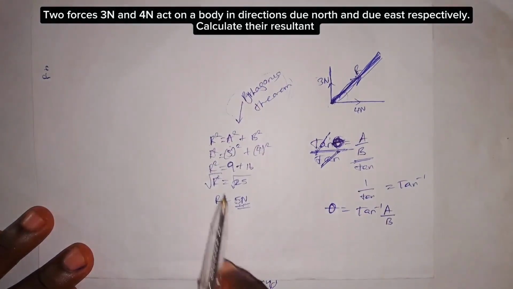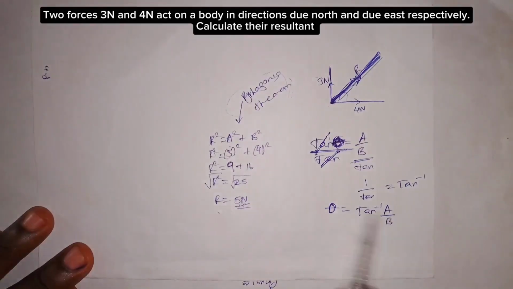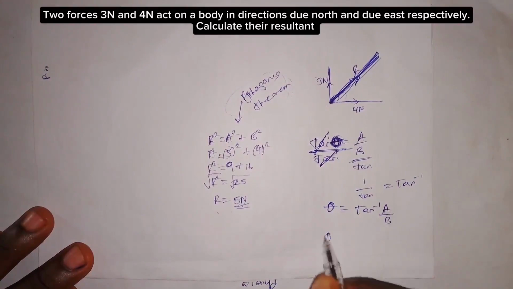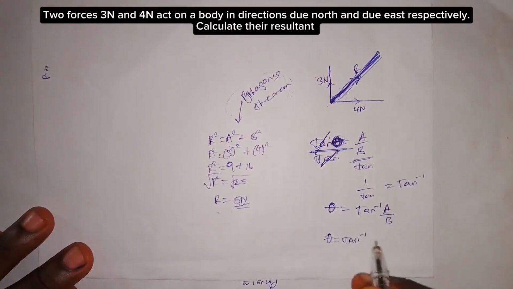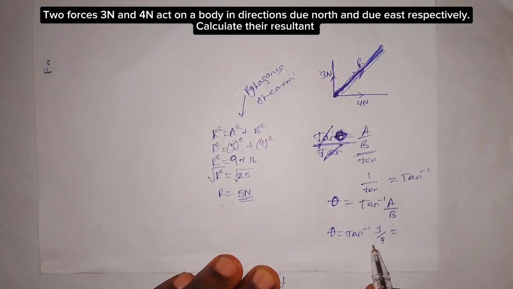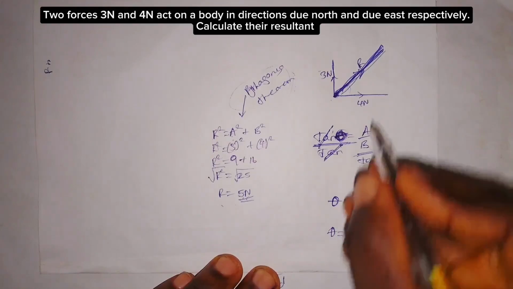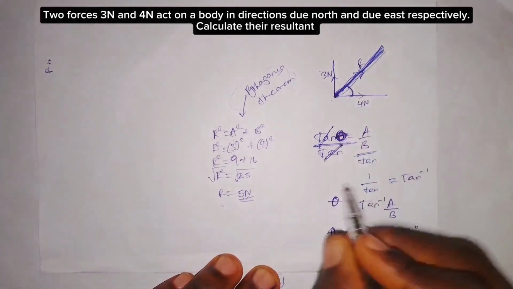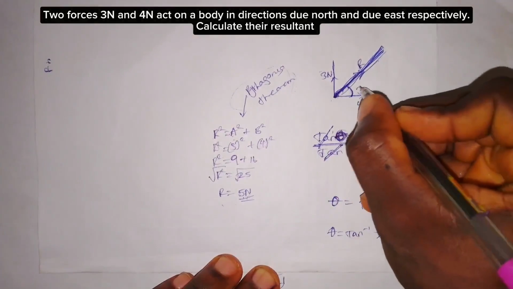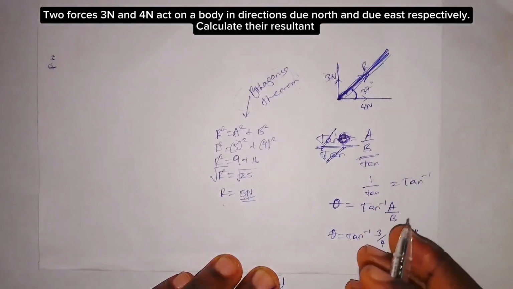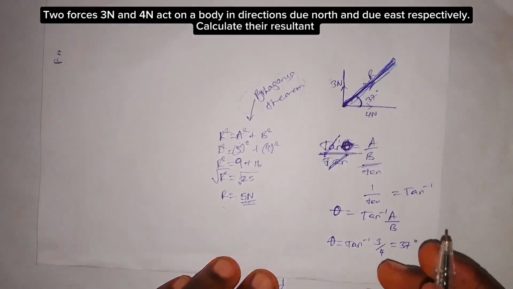Remember, our a is 3, then our b is 4. So theta equals shift tan 3 over 4, which will give us what? Shift tan 3 over 4 gives us 37 degrees. So our resultant is at an angle of 37 degrees northeast. I don't know if you understand.